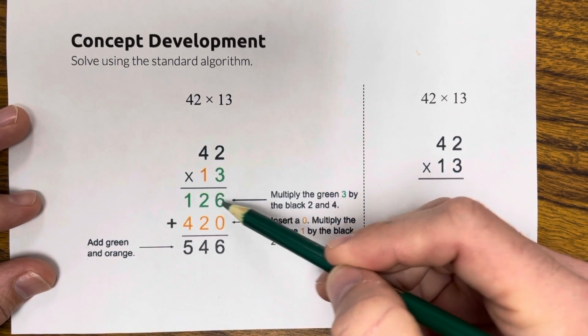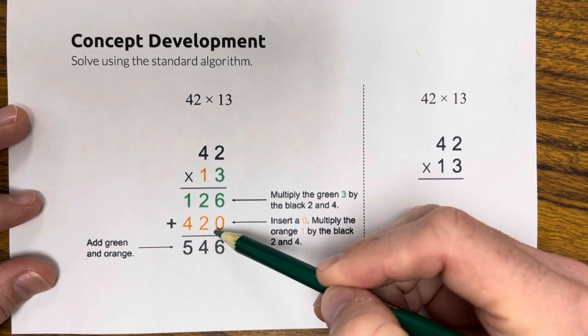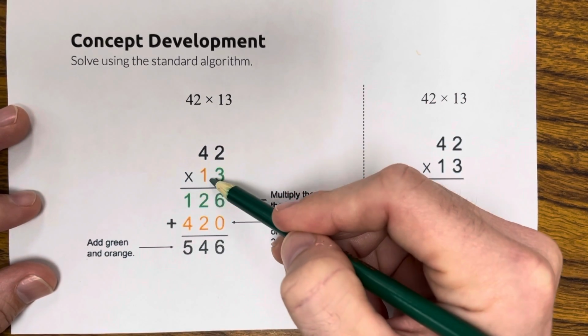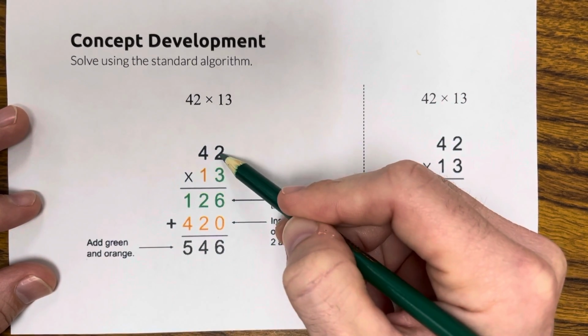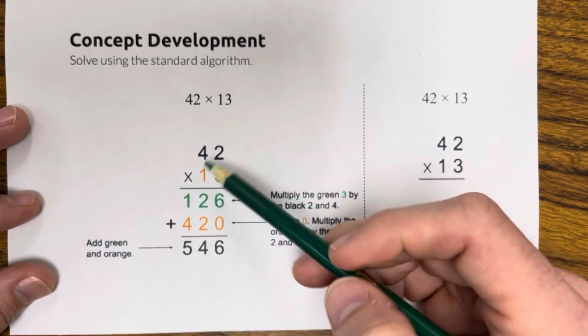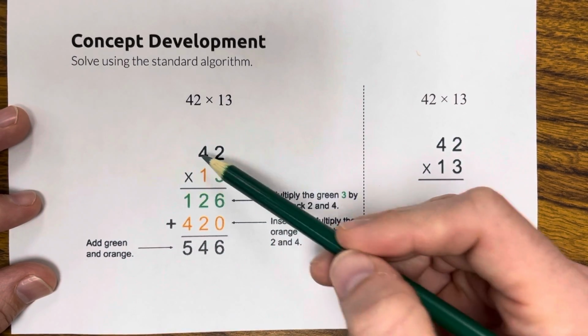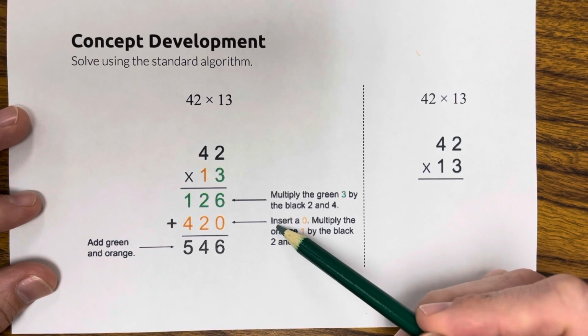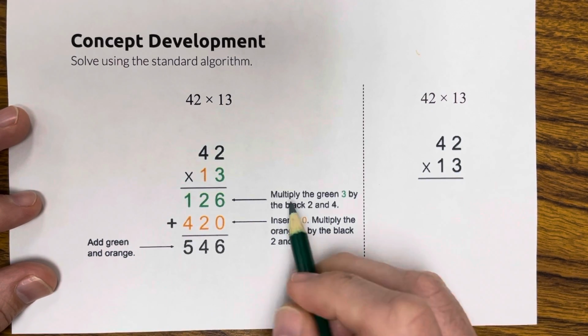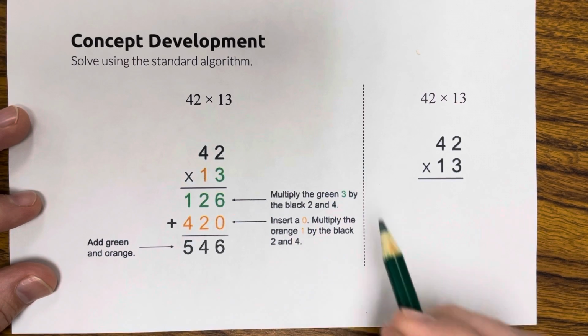Now we're done with this line, and we need to move to the next line of work, which is all going to be associated with this orange digit 1. So we're done with the 3, we did it to both. Now we move over to the 1, and we're gonna multiply this by both, okay? So that's what this line says. But before we do that, look what this first thing says here. It says insert a 0.